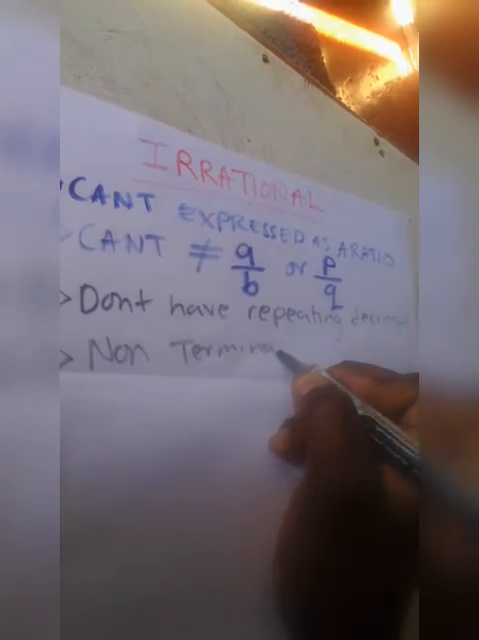decimals. It means the decimals just go on and go on. They can't end. They don't have an end point. They can't terminate. That's the reason why we say non-terminating decimals. Then they have got non-repeating decimals. Just like we were doing earlier on, when we were proving rational numbers, rational numbers have got repeating decimals.